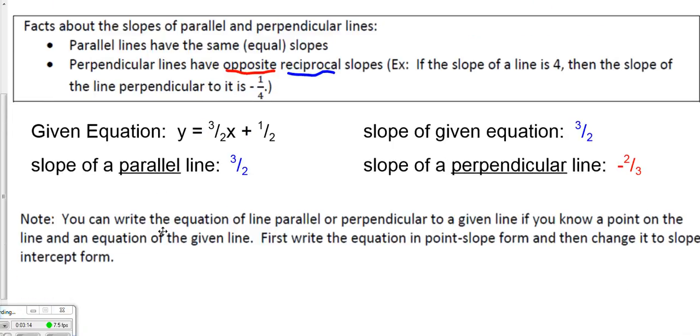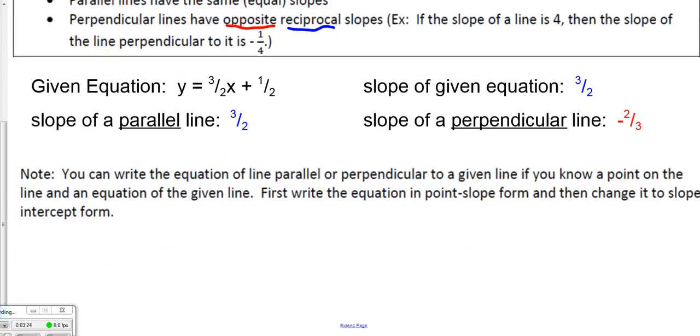Note, you can write the equation of a line parallel or perpendicular to a given line if you know a point on the new line and an equation of the given line. So I'm going to draw what that means. If I know the equation for this line, and let's say through this point, I want to figure out a parallel line. So I'm going to do kind of a dotted line through here.